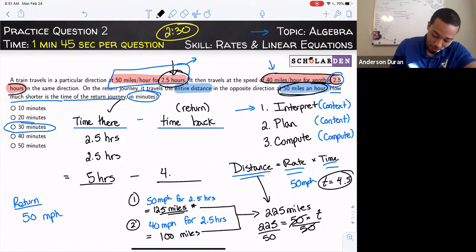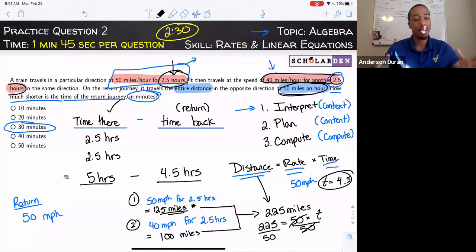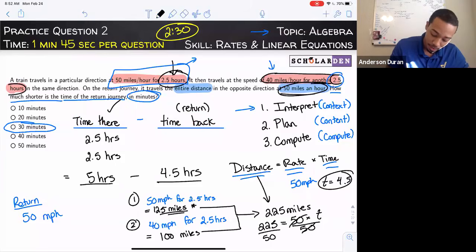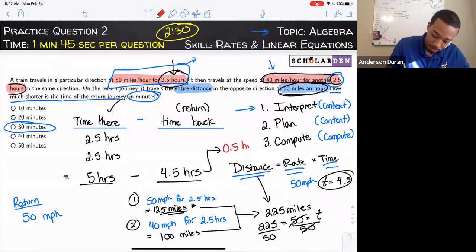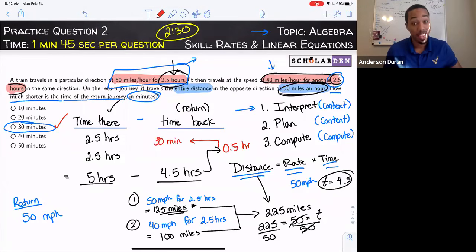So look at that, 4.5 hours. Perfect. We have now filled in our plan. Guys, remember, this was the goal the whole time. Time there and time back, and now we did that. Now we're good. 5 hours minus 4.5 hours gives us half an hour. And we know that half an hour translates to 30 minutes. And that's why C is the answer.